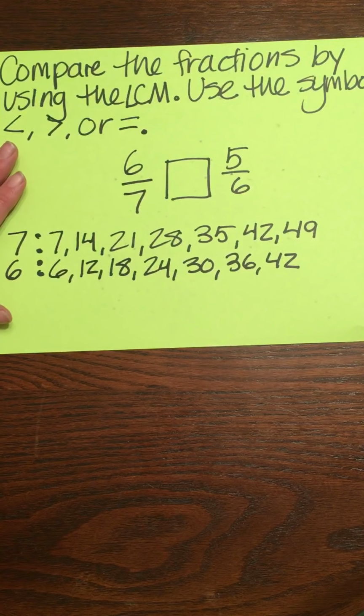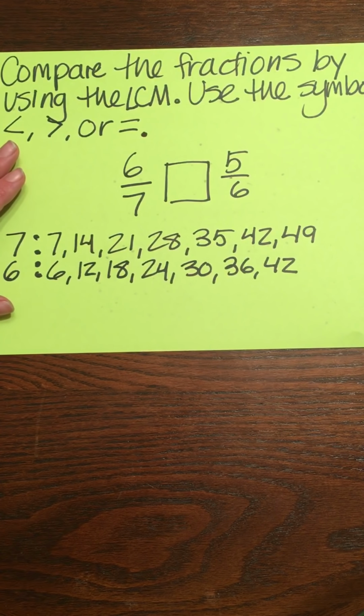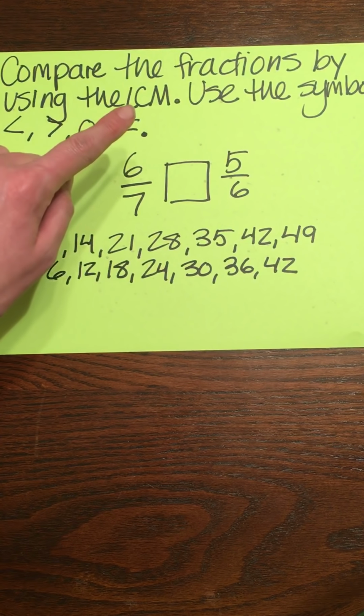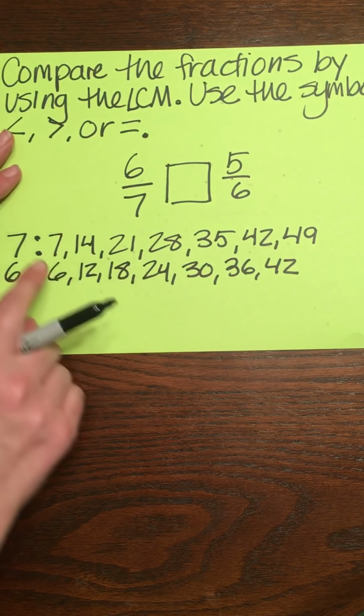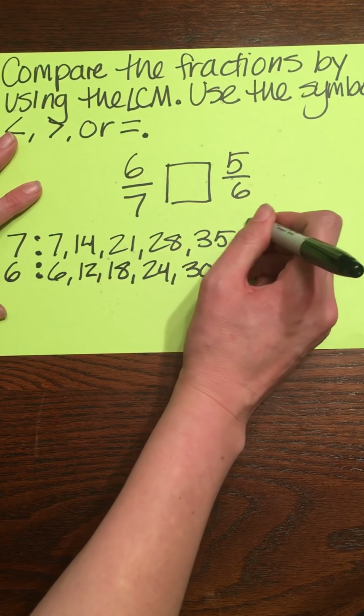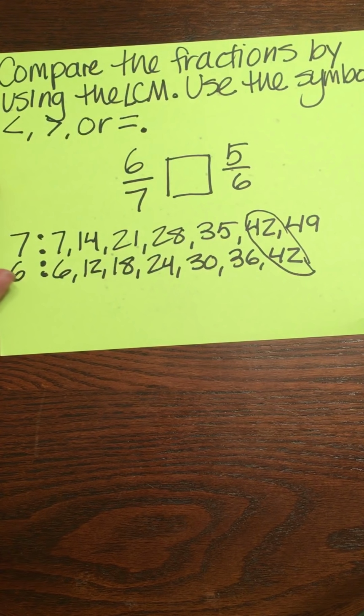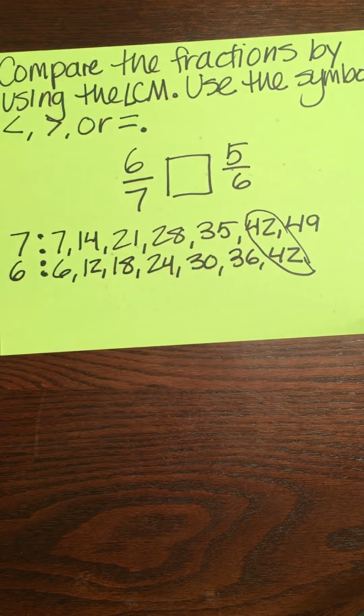Okay, so now that we've listed some of the multiples, we are going to look and see if any of them match up or if any of them are in common. All right, so we're just going to look down and see. I see 42s are the same. And I'm looking out and I don't see any other ones that match. These are the only two. If we kept going, we'd probably find more, but we're just looking for the lowest, so we're going to stop there.